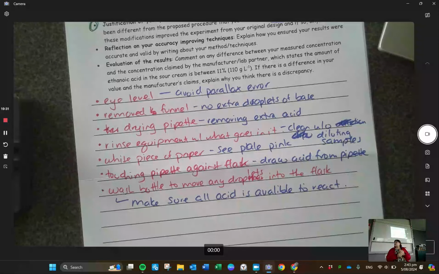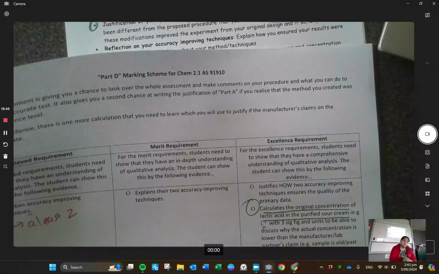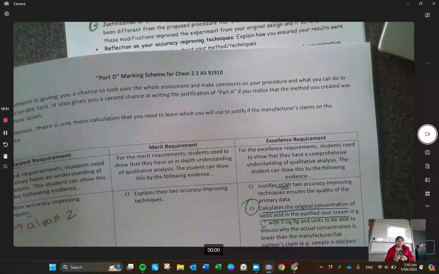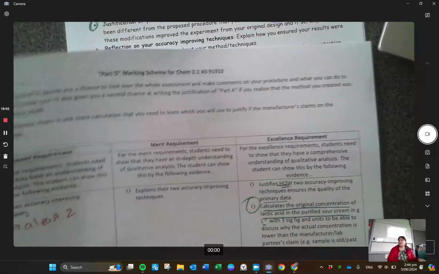Are we okay with that so far? So that's basically give me a reason. Are we okay? All right. That one, like I said, does go up to excellence, and that is to justify how these two accuracy improving techniques ensure the quality of your primary data. So you're taking it one step further.